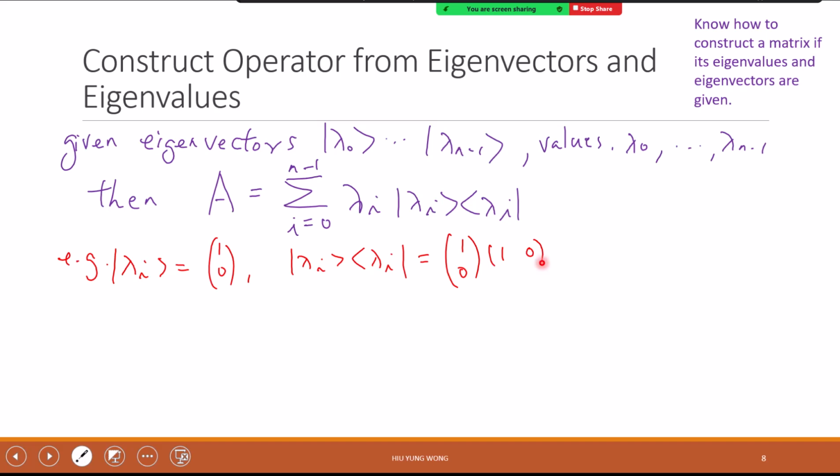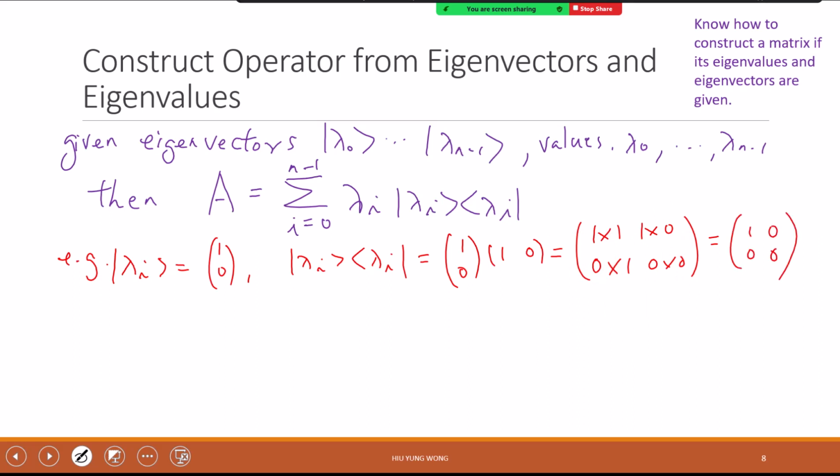So this is a column, this is a row, right? So what do you get? First row, 1 times first column becomes the first element, and then the first row times the second column becomes the first row and second column of this element, right? And then you repeat the same thing. The second row times the first column becomes the second row and first column of this matrix. So this is equal to 1, 0, 0, 0.